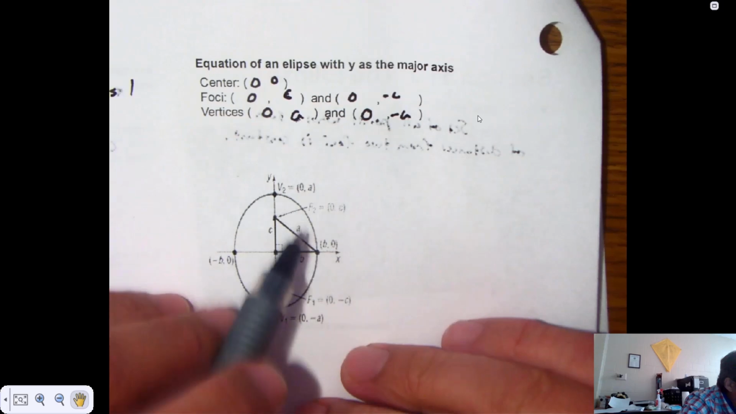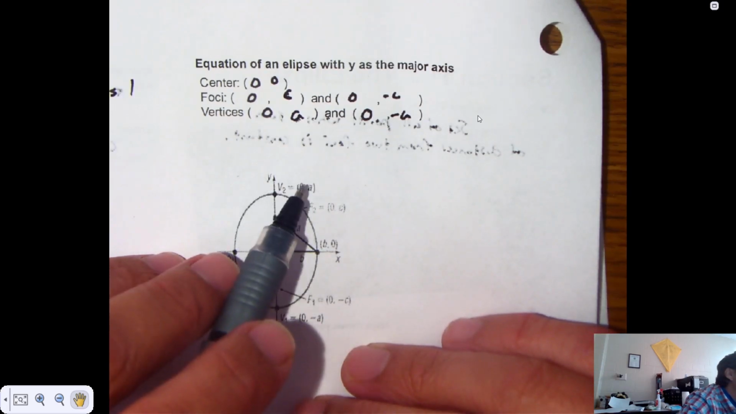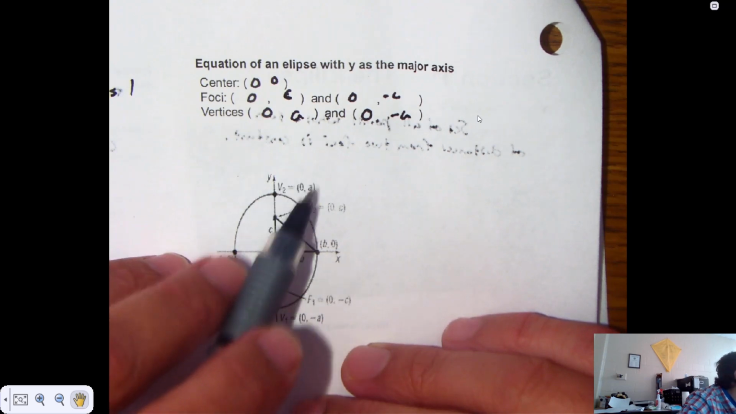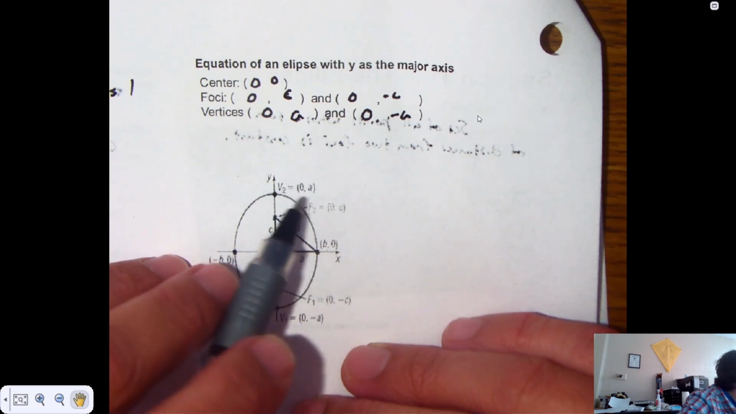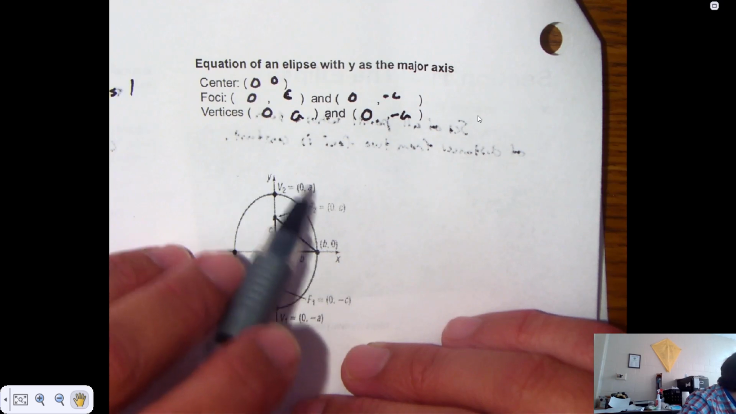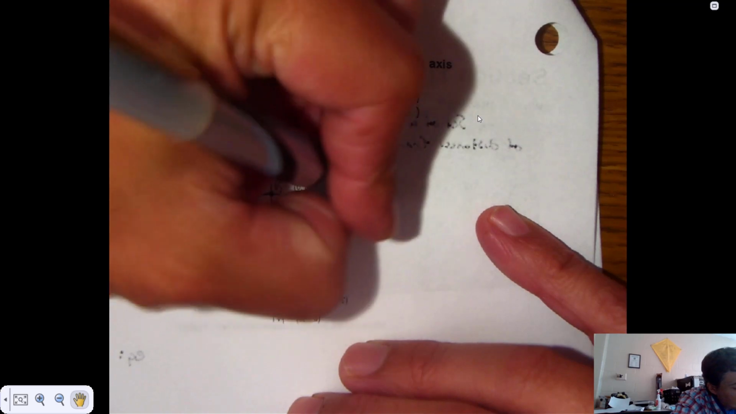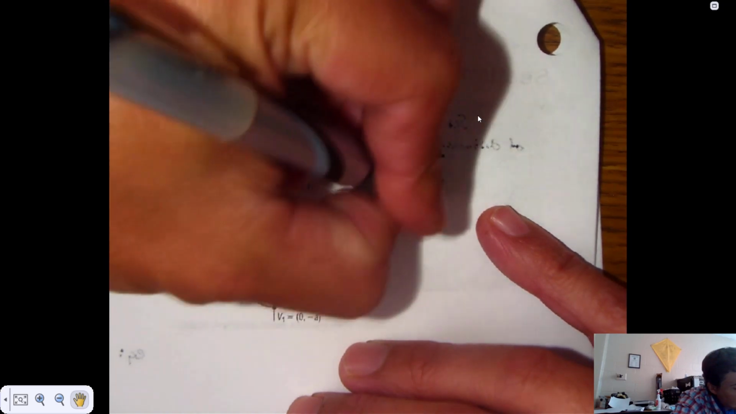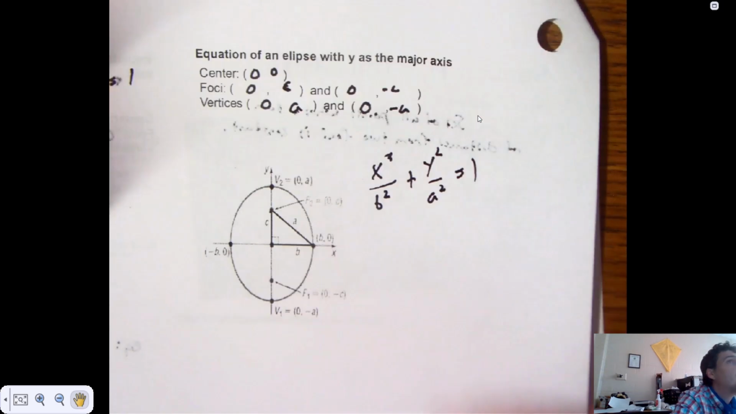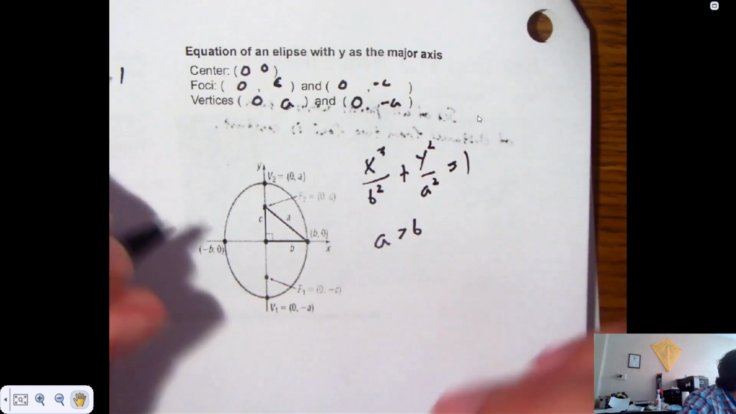Now, notice that when your major axis is the y-axis, the major vertex is y. It's all about y. So it's no longer x squared over a squared. Y squared sits over a squared because a is the major vertex. So it changes a little bit. It's x squared over b squared plus y squared over a squared is equal to 1. Still has the same rules. A is bigger than b because it's the major vertex. They're both more than 0.